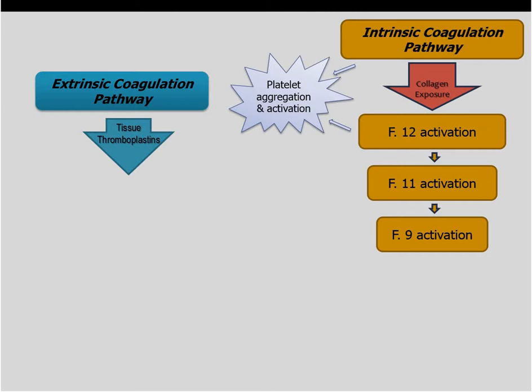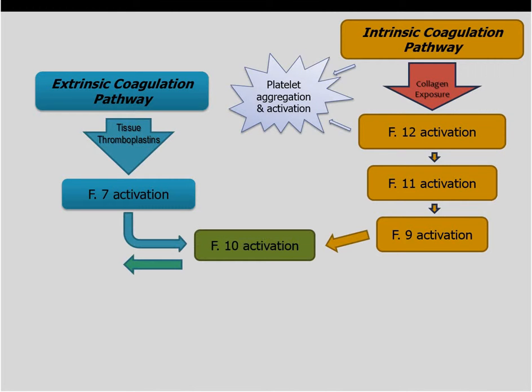The thromboplastins cause activation of factor 7, which brings us to the portion of the cascade that both the intrinsic and extrinsic pathways share, and it's called the common pathway. In the common pathway, factor 7 as well as factor 9 both have to be activated so that factor 10 of the common pathway, the green portion, can be activated.